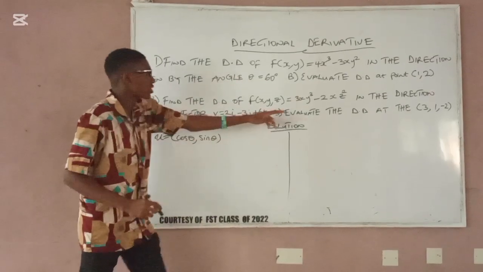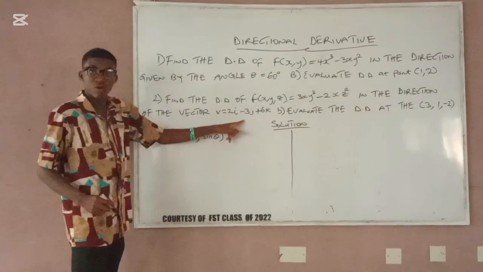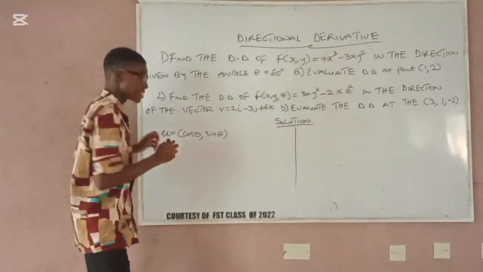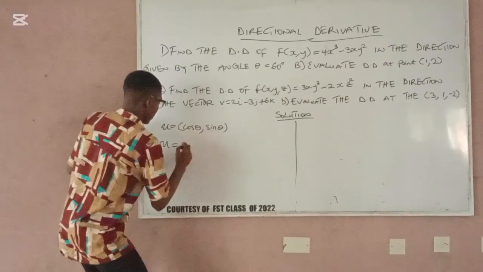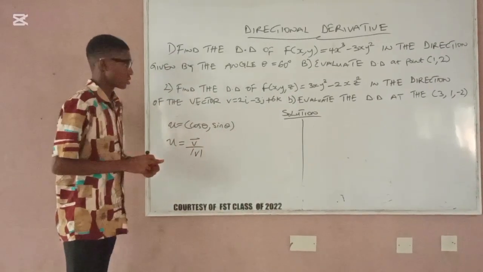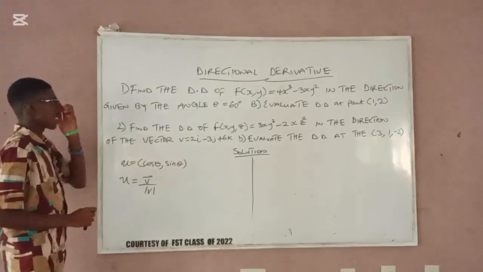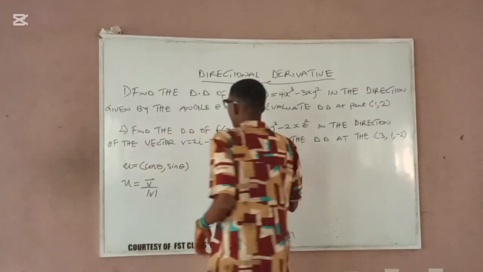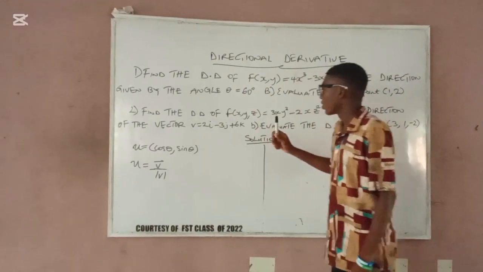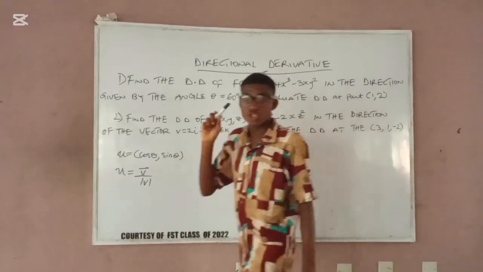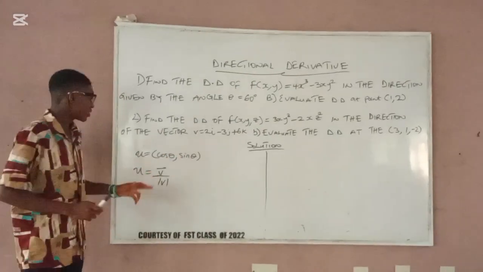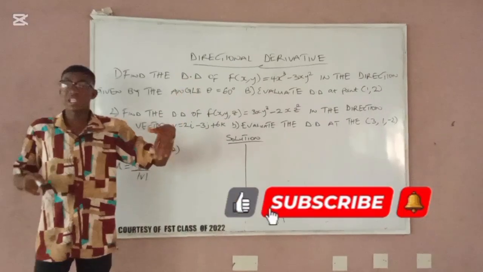But if they give you a vector, for example, in this case now they gave a vector, to find your u you find your unit vector, which is u equals the vector over the magnitude. I said in directional derivative, to get your u, they always give two types. Either they give an angle or they give a vector. If they give you an angle, u is cos theta, comma, sin theta. When they give a vector, you get your unit vector.